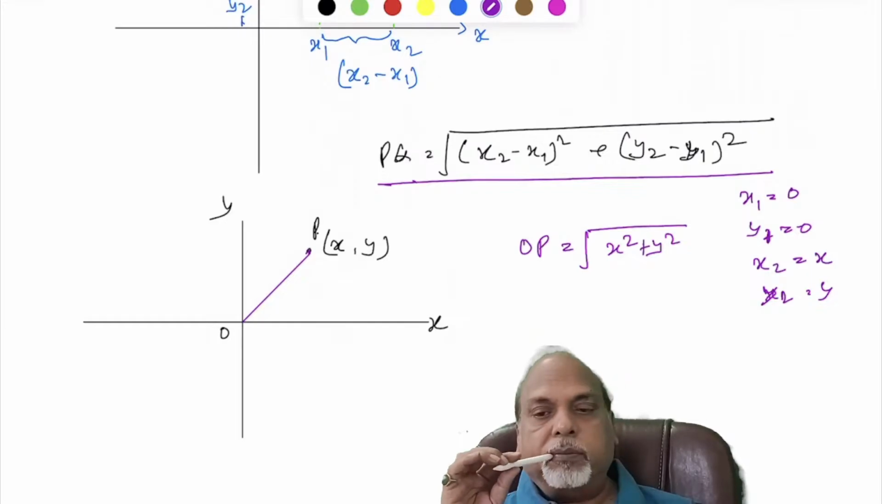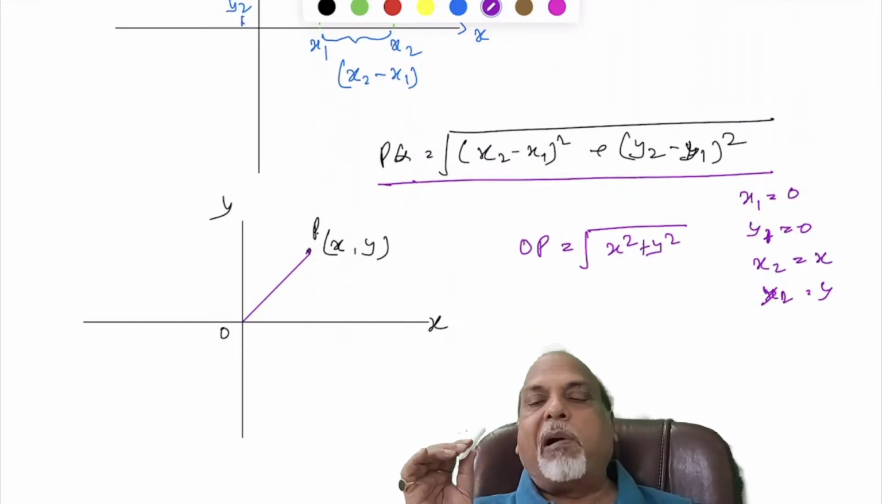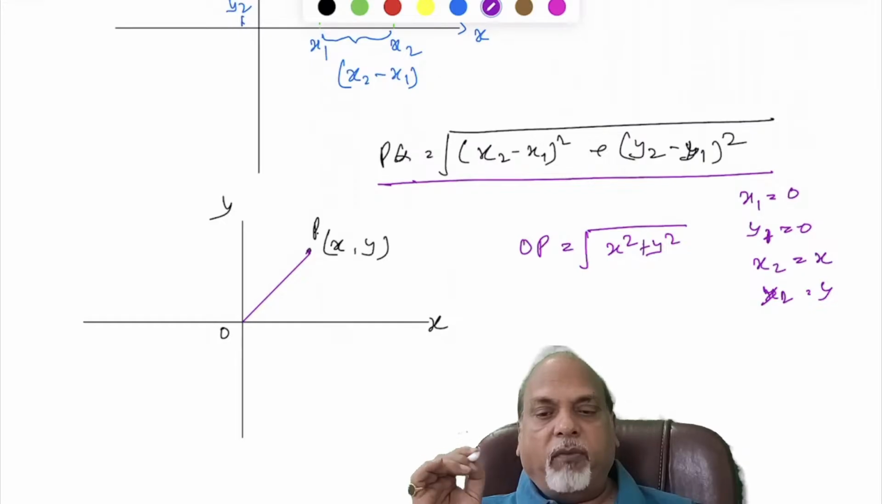Correct? Very basic thing. I am starting from scratch. Slowly and slowly, we are going deeper into the subject, and that will be very helpful for your class 11th and class 12th.